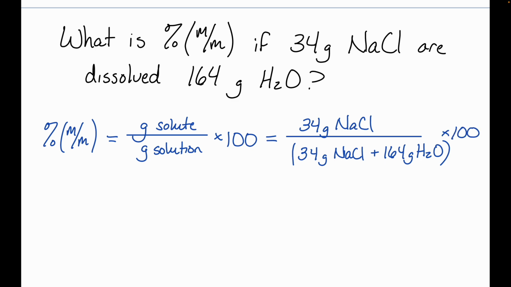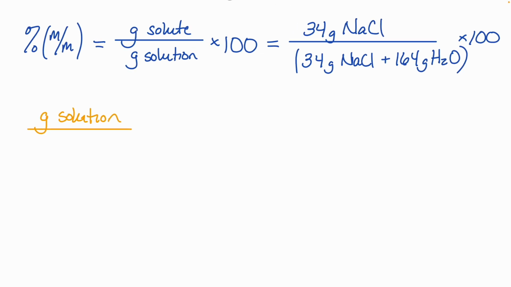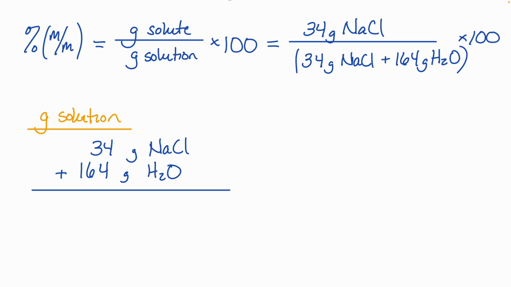All right. This is the place where you got to be a little careful because we're adding here. And remember, our rules for sig figs are different for addition and subtraction than they are for multiplication and division. For addition and subtraction, it's all about the position. So my grams of solution here, I'm going to line them up. Let's just remind ourselves how we do this. We line it up at the decimals. So 34 grams NaCl plus the 164 grams of H2O. That'll give me my mass of my solution.